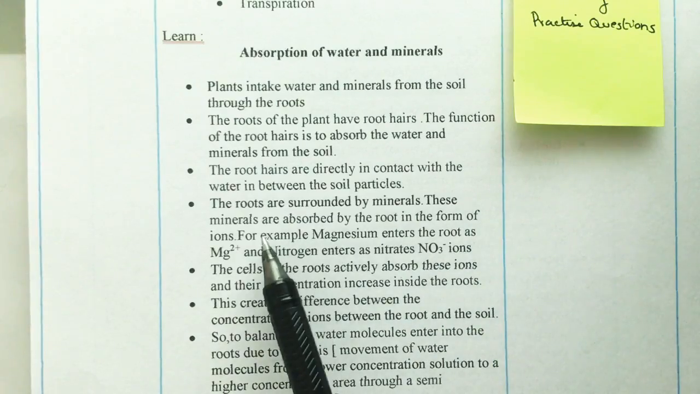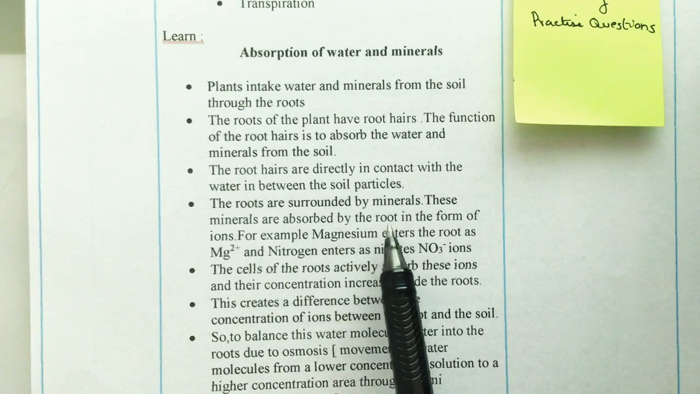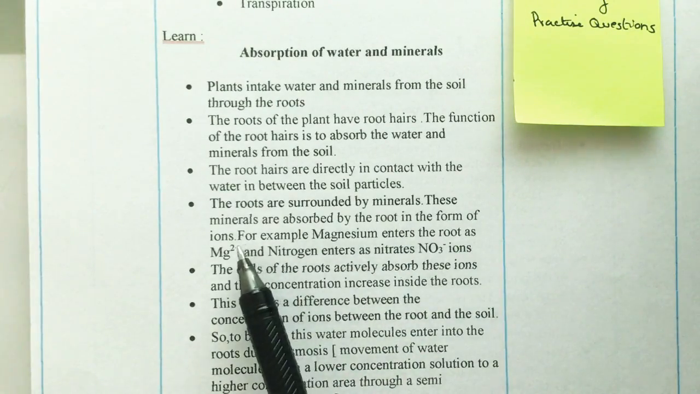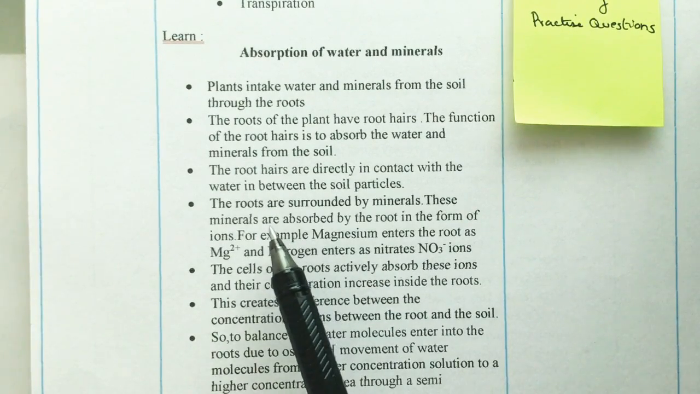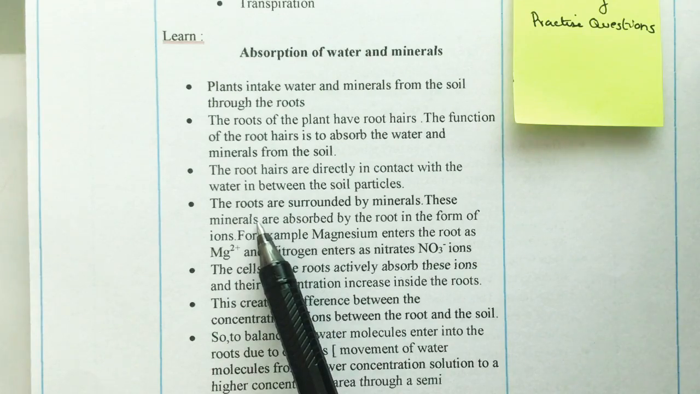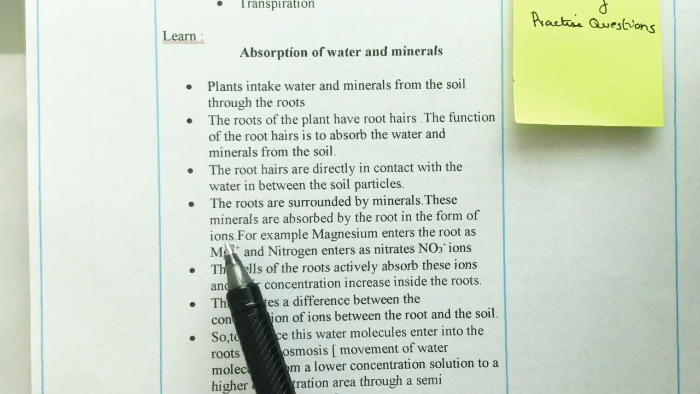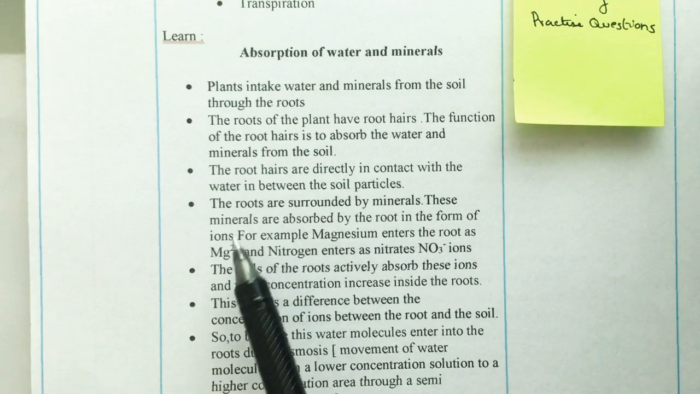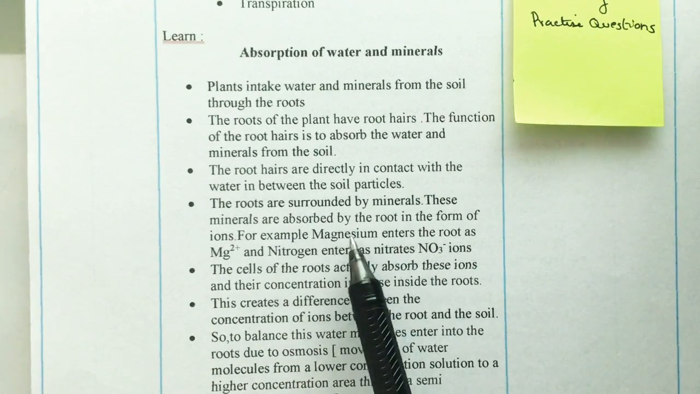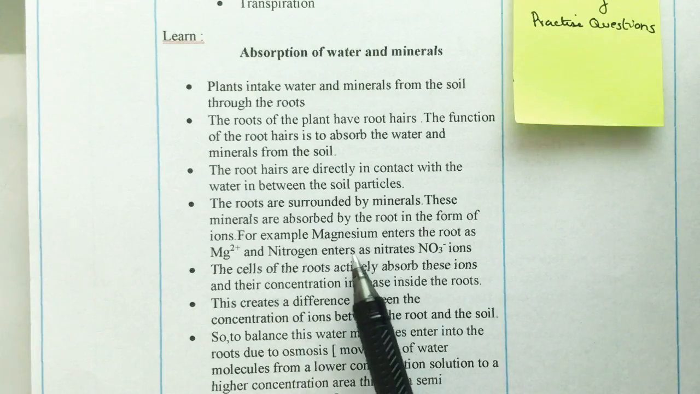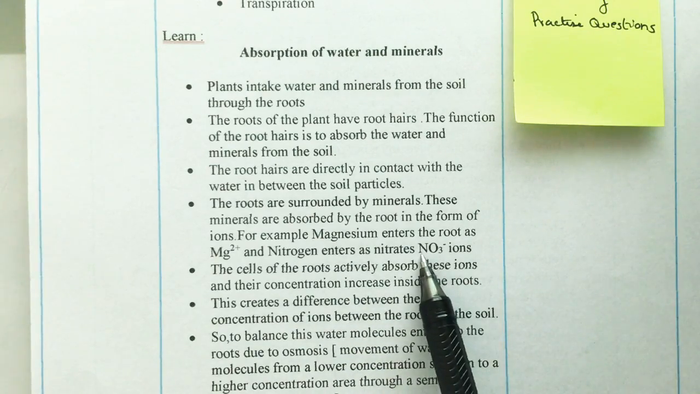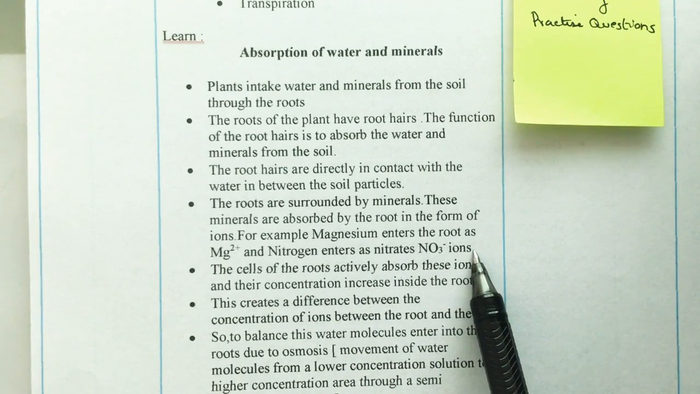Now, these minerals are absorbed by the root in the form of ions, okay? Which means the minerals are actually formed into ions, and only then the root is able to absorb them. For example, magnesium enters the root as Mg2+ and nitrogen enters as nitrate NO3- ions.